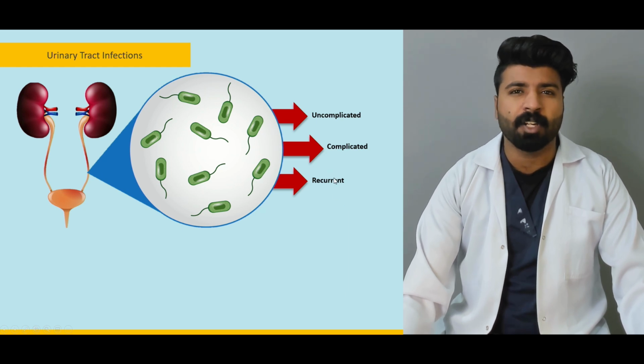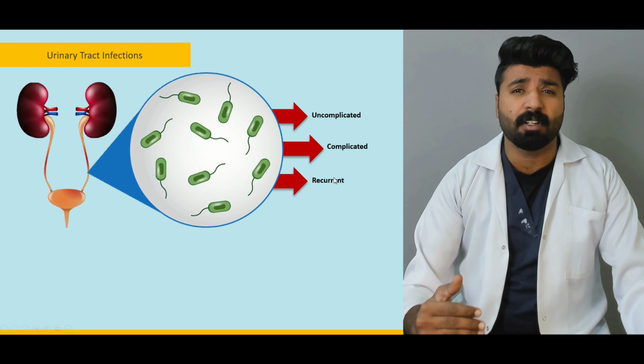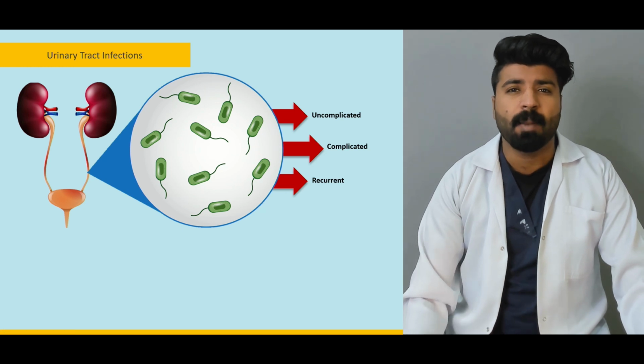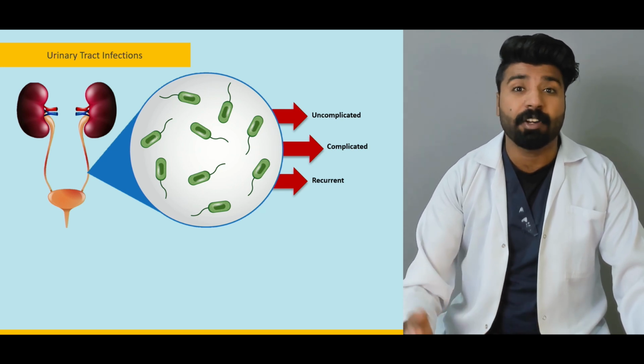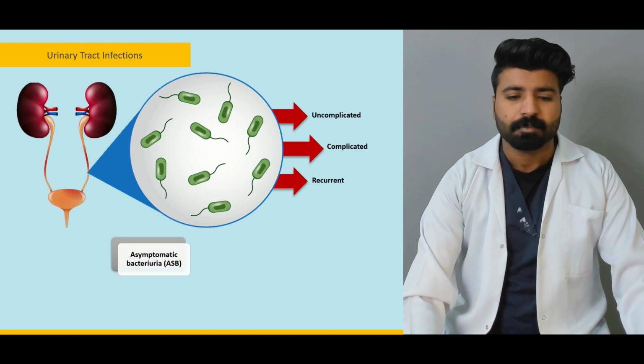So recurrent UTI is a term which is referred to when a patient is getting UTI 3 to 4 times in 6 months, or 4 to 8 times in a 1 year period. If a patient is getting recurrent infections up to this mark, we call it recurrent UTIs.